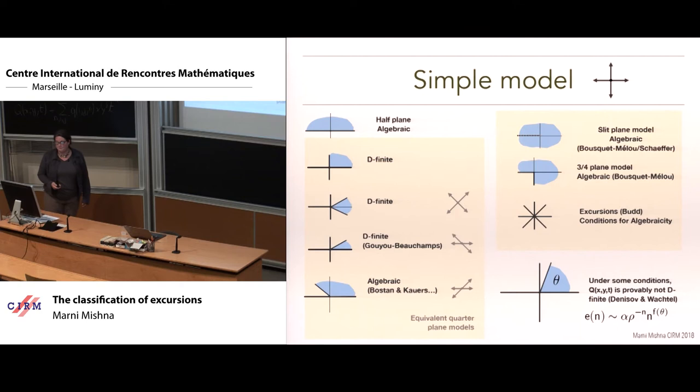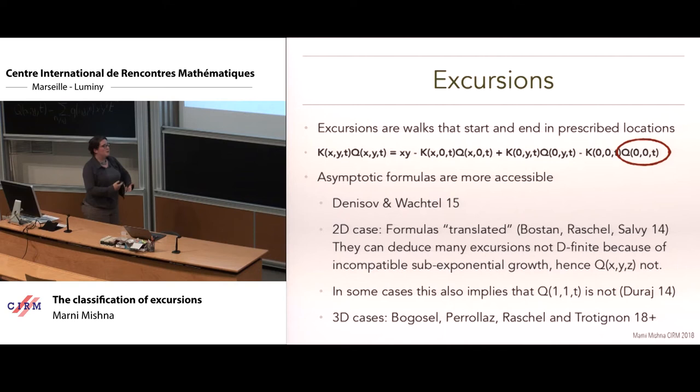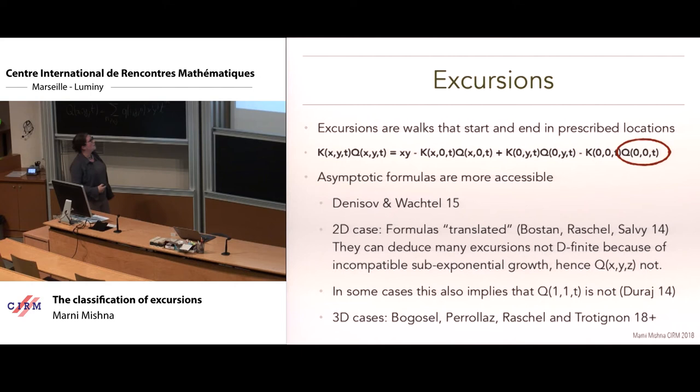So now I'm going to focus on excursions. Okay, so they start and end in the same position. The generating function for excursions is an evaluation of this multivariable generating function at 0, 0, as Mireille explained. In some cases, when you have a negative diagonal step, it will appear in your functional equation. So your final answer will be written in terms of the excursion generating function. Okay? And here, the asymptotic formulas are more accessible.